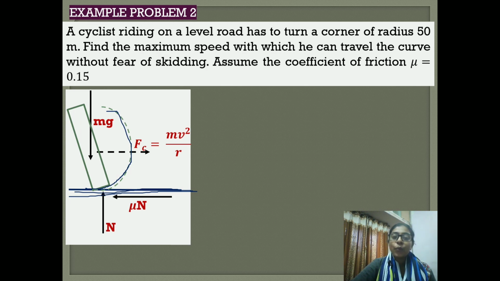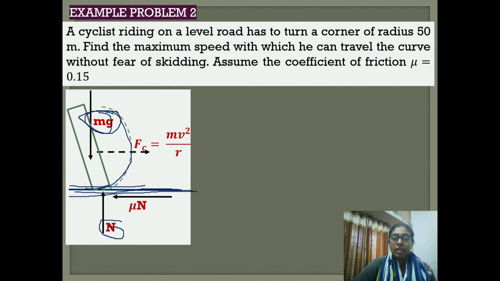Now while the cycle is turning, the weight of the body, that is the weight of the cycle, will act downwards. That is mass into acceleration, mg. This is the weight of the body, acting downwards. Since this is a surface and the coefficient of friction is given, we take the normal reaction as N.